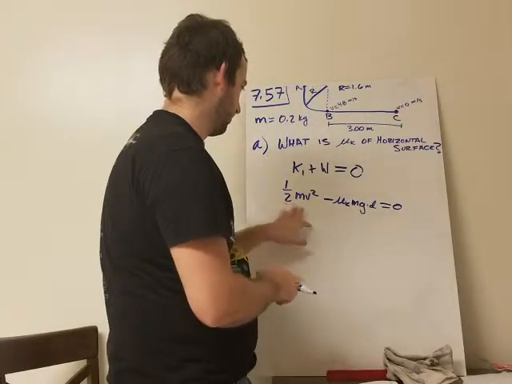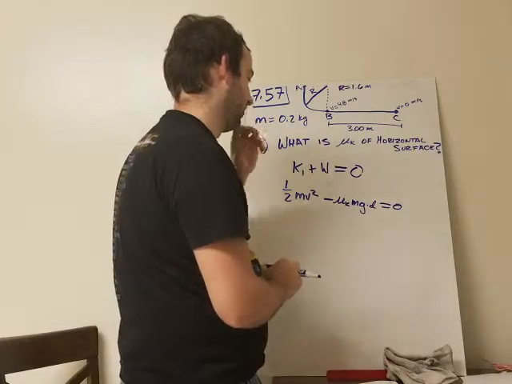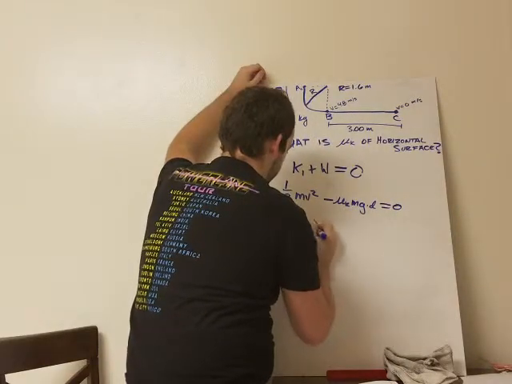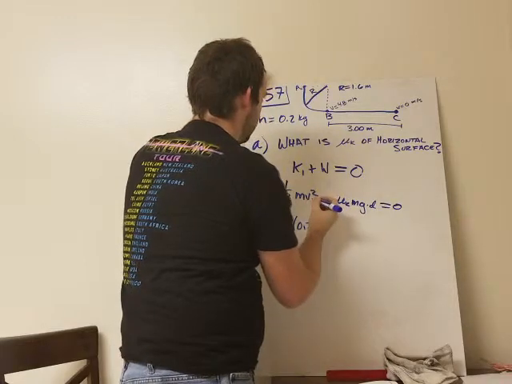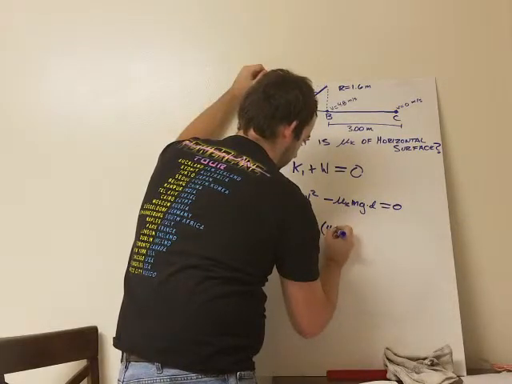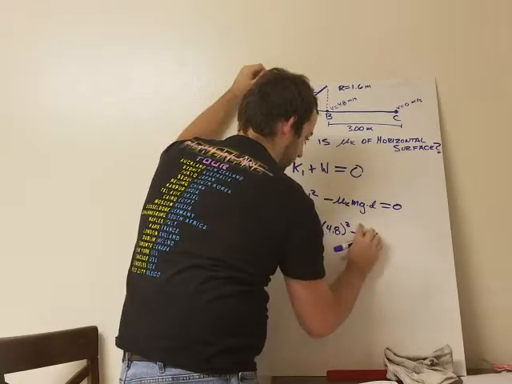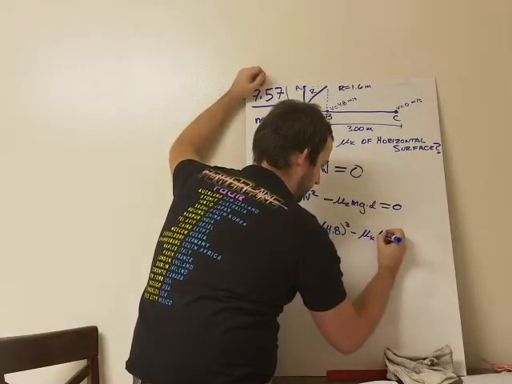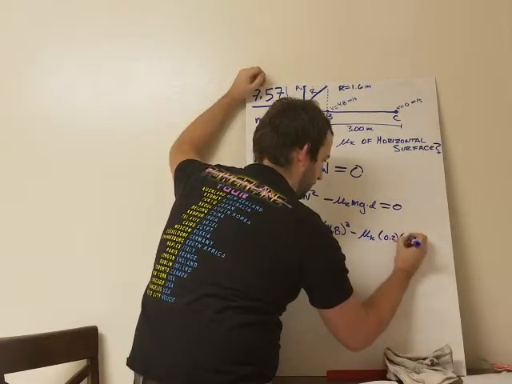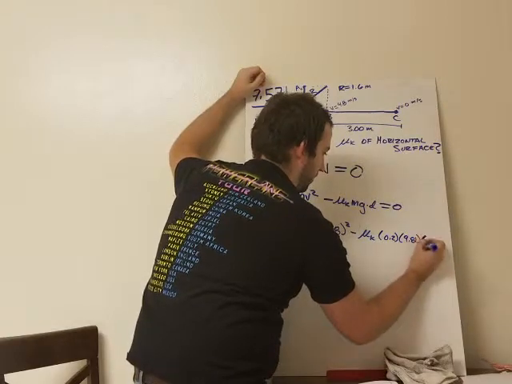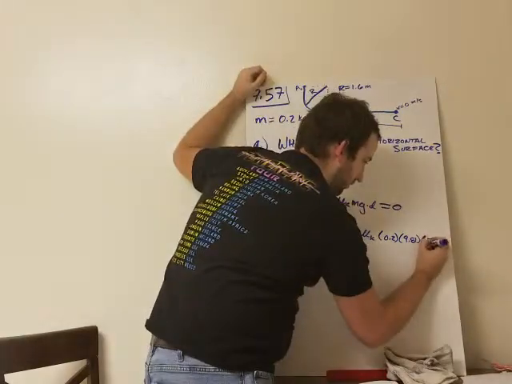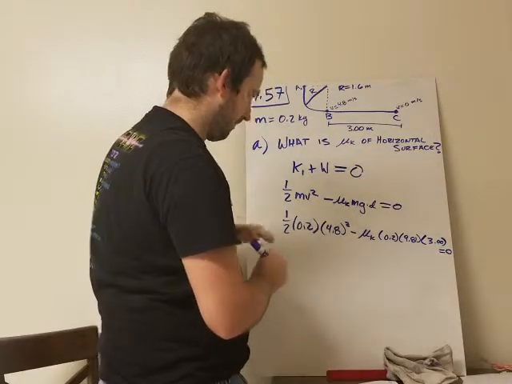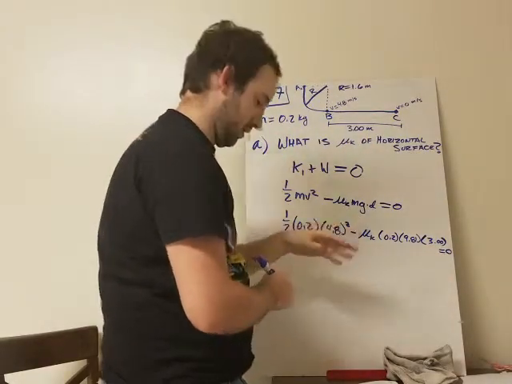The way I did it is I just plugged everything in and then went from there. It was kind of easier for me to do it that way. So we know the mass is 0.2, so 1/2 times 0.2, the velocity is 4.8 squared, minus the coefficient of friction times the mass times gravity times the displacement, which is going to be 3 meters, and that equals 0.